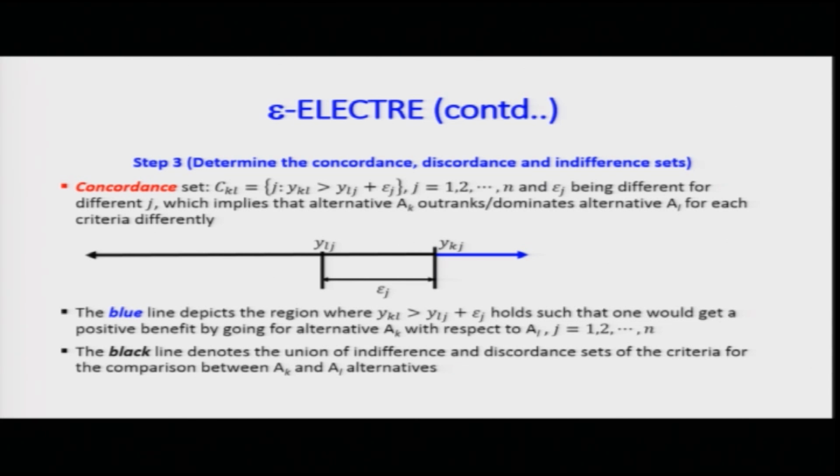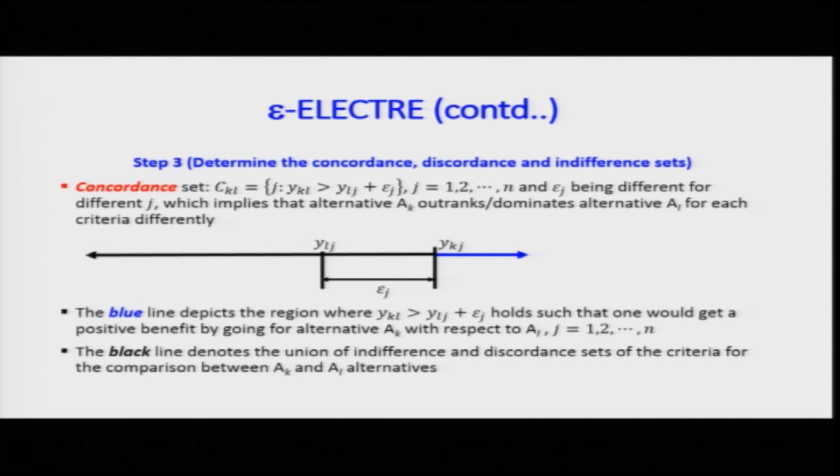Larger is better, smaller is not that good. So, these epsilon j's can be different for different j's. For example, for criteria 1, epsilon j is 0.01. For criteria 2, the epsilon value epsilon 2 can be, say, 0.002. Similarly, for j equal to 3, epsilon 3 can be 10 to the power minus 4, depending on however you formulate the problem, liking and disliking.